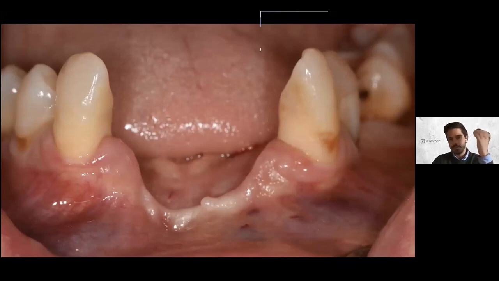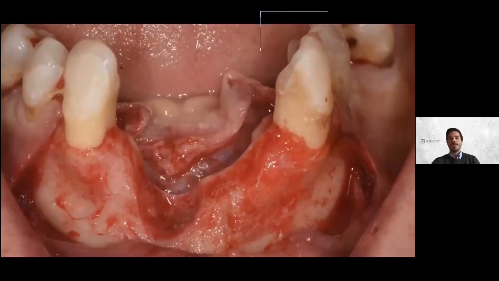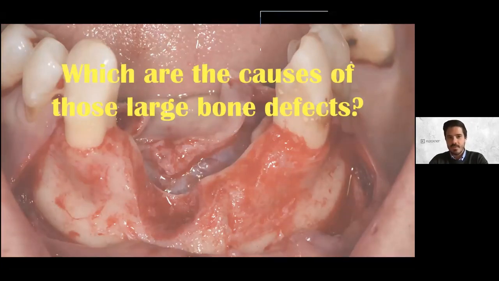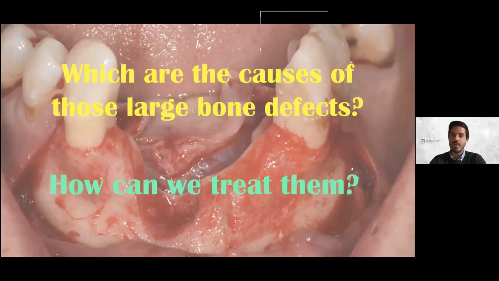What could we do in these cases? Can we solve it from the biological point of view, or go for, for example, the prosthetic point of view? I would like to ask two questions and then answer. The first question is, which are the causes of those large bone defects? And the other question that I would like to answer is, how can we treat this kind of bone defect?